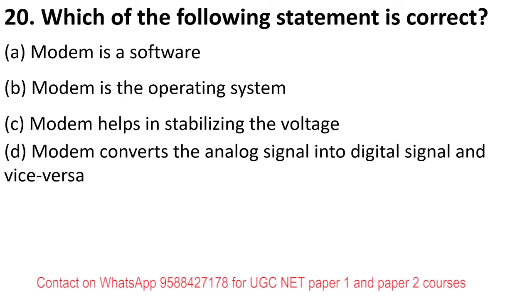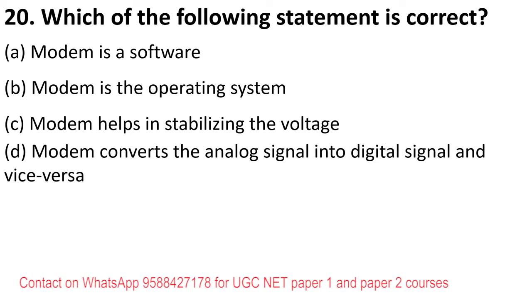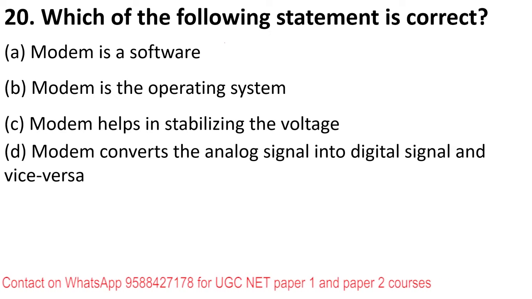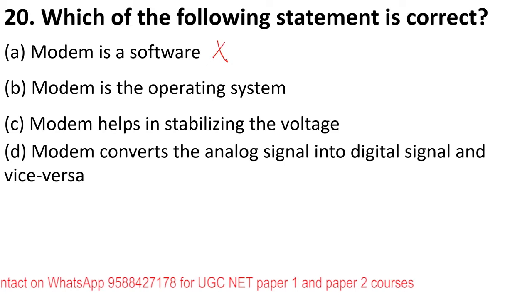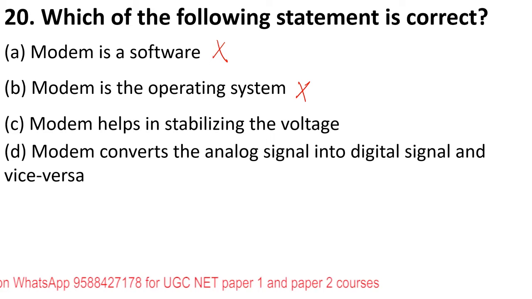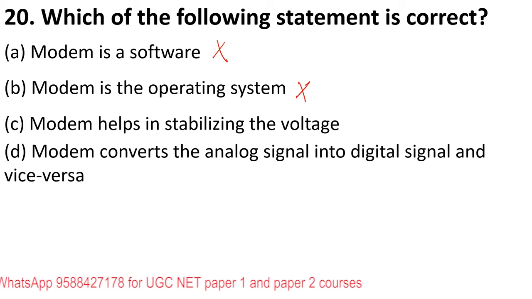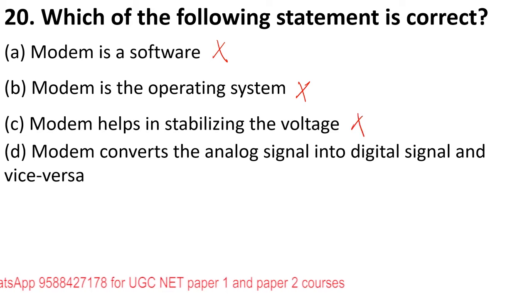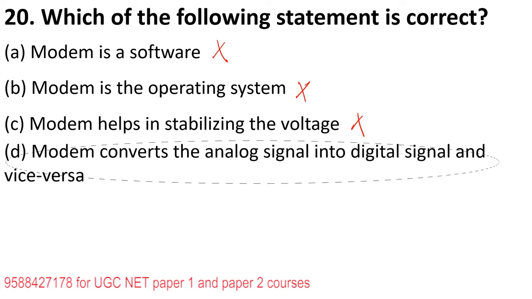Which of the following is correct? Modem is a software. Okay, this is not right. Modem is not a software. Modem is an OS, operating system. No, it is not an operating system. Modem helps in stabilizing the voltage. No, this is also not right. Modem converts analog signal into digital and vice versa. This is absolutely right. Modem is the short form of modulation and demodulation. Both of these words have combined to form modem, and this conversion from analog to digital and digital to analog is done by modem. Okay, this is the answer.